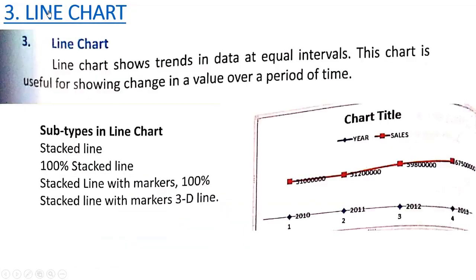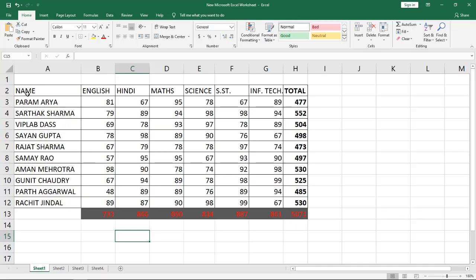What is line chart? Line chart shows trend in data at equal intervals. This chart is useful for showing change in a value over a period of time. What are the subtypes in line chart? Stacked line, 100% stacked line, line with markers, 100% stacked line with markers, 3D lines. Let's see example. This is our same data.